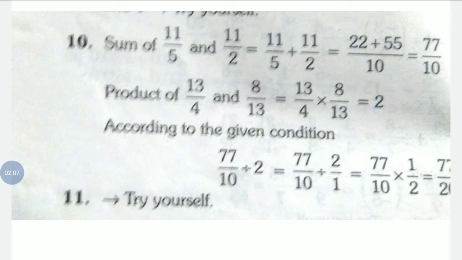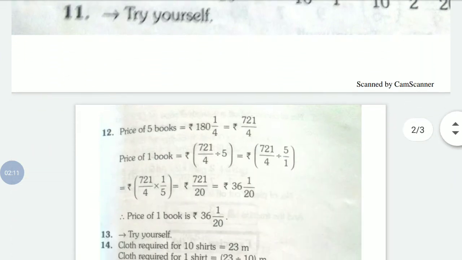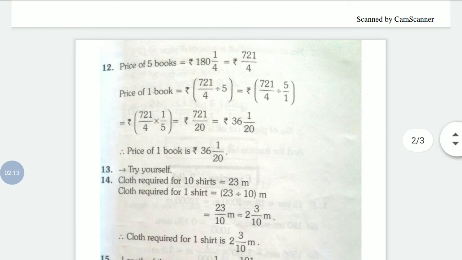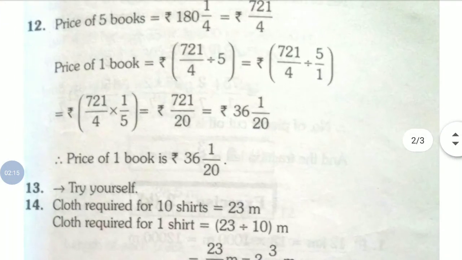So the 11th example is just the same, so you have to do it by yourself. Now we will see the next example, that is the 12th example. In the 12th example, it is given that the price of 5 books is rupees 180 1/4. Find the price of each book.